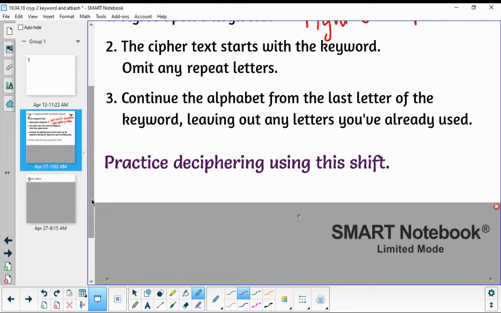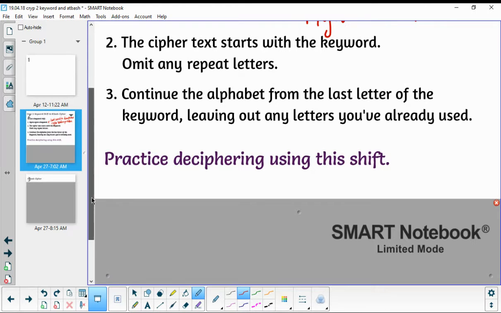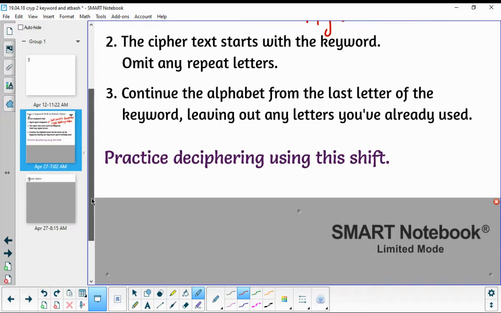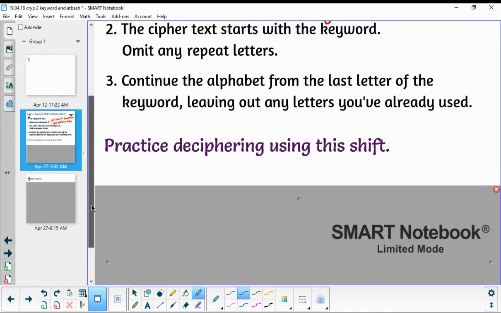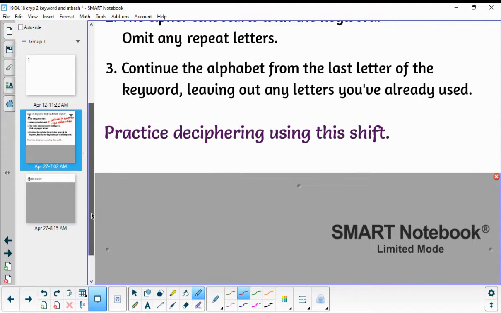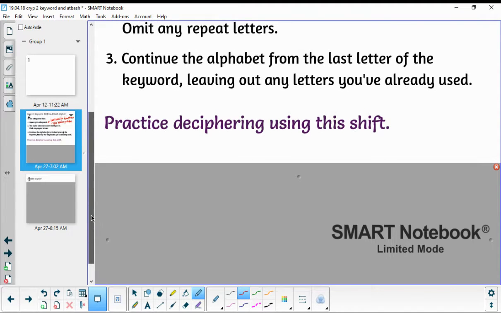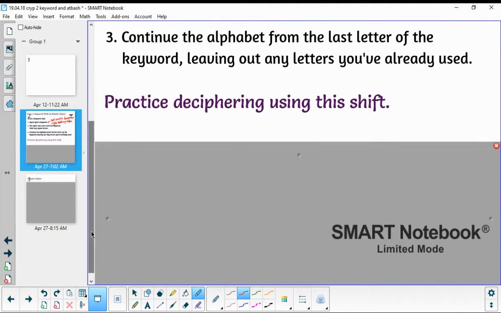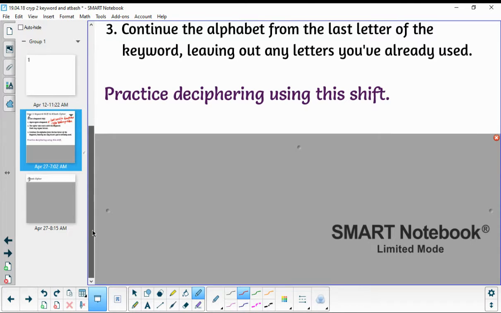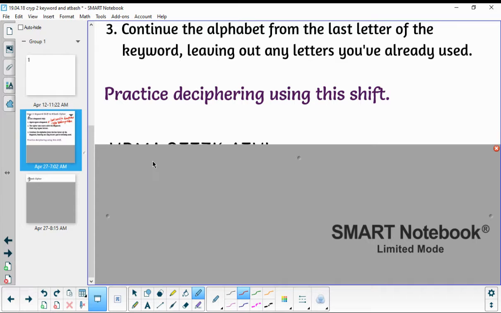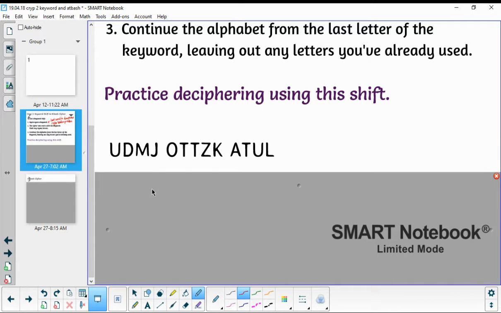So what we are going to do is one example. I'll show you how it works, and then you can let me know if you have any questions about the actual problems I give you. After we do the keyword shift, we're going to do one using the Atbash cipher, and then you should be able to do your assignment for these two, or for this video. So here's what I'm going to do.